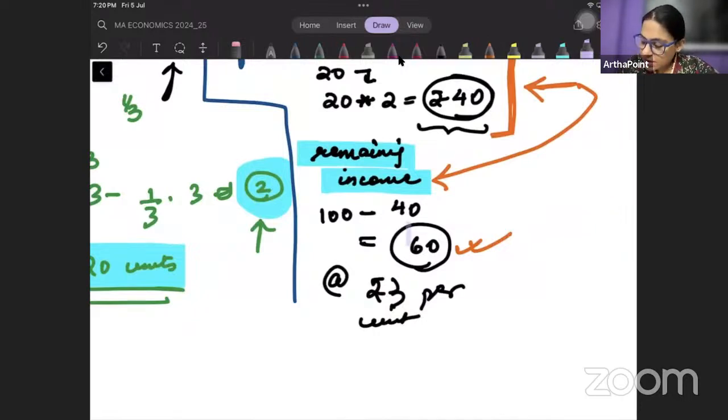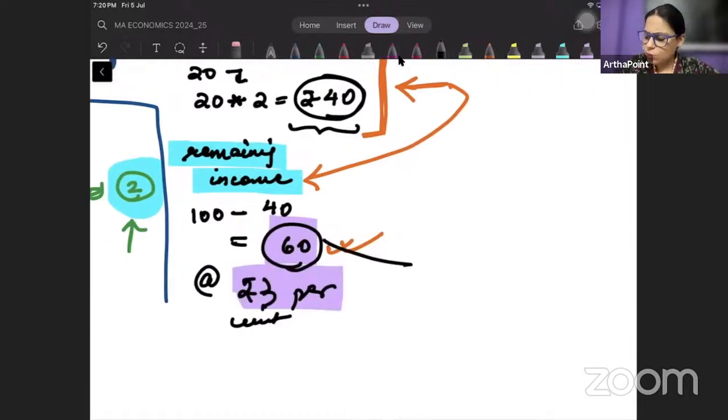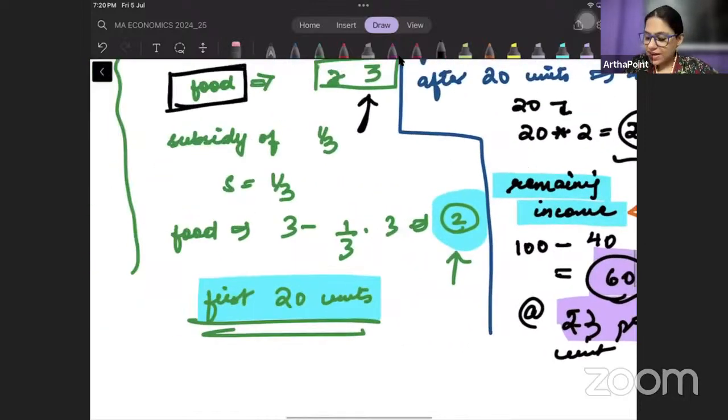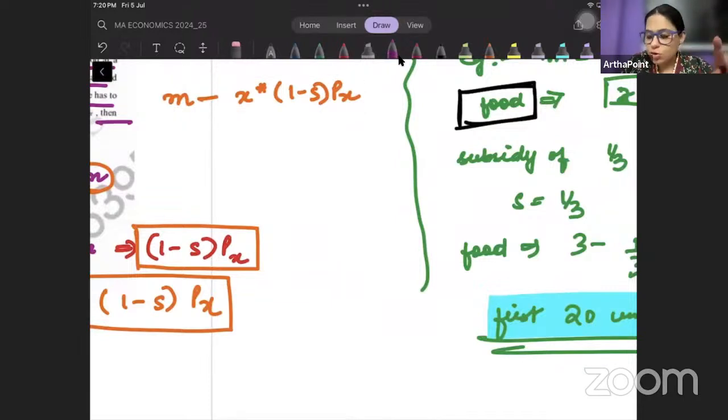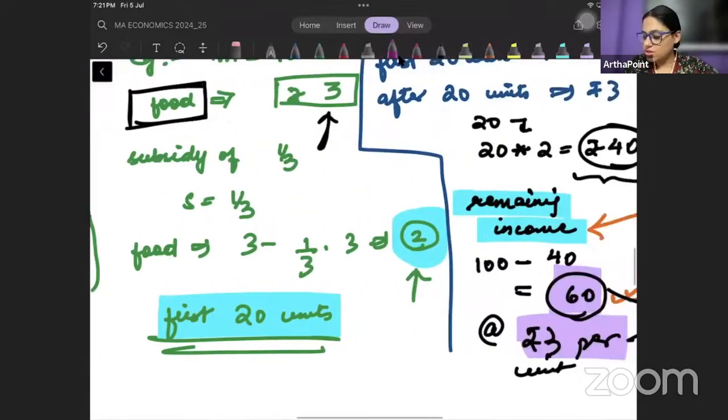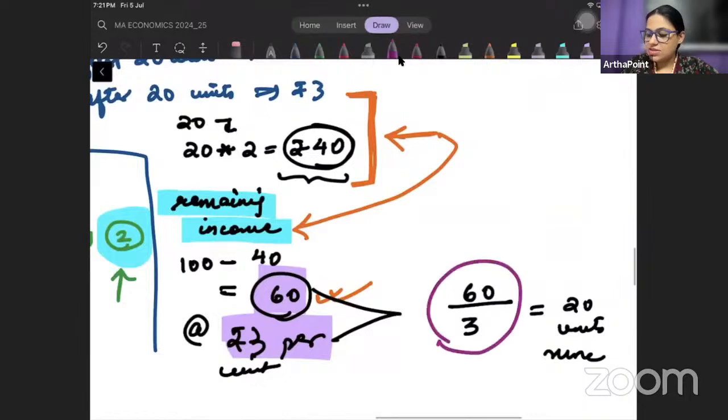Now, whatever is my remaining income, I have to buy that same good only, but at the rate of 3 rupees per unit. So how many units will I be able to buy now? I have 60 rupees left, each unit is 3 rupees, so I will be able to buy 20 units more. So when I find this remaining income, I can buy how many units more, beta? Remaining income divided by price of good X. These many units I am able to buy extra.